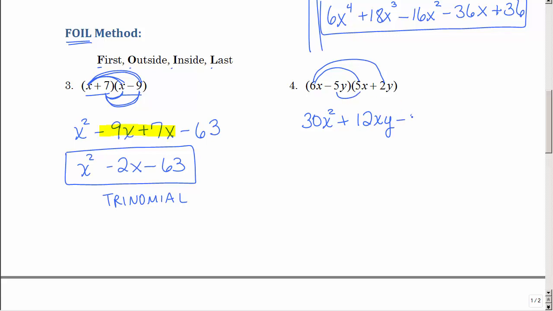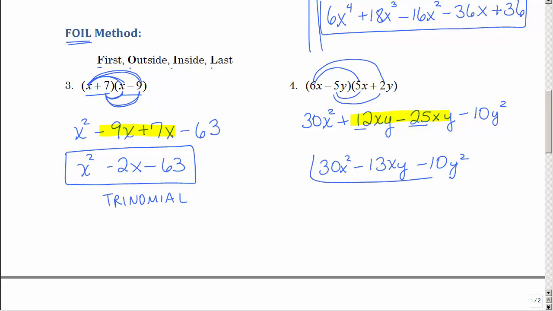Then we're going to have negative 25xy and negative 10y squared. Y times y is y squared. Again, those middle terms in this case happen to be the same. So we're adding like terms. That means the letters don't change. We add the coefficients. So in this case we would subtract and take the sign of the larger. And again we get a trinomial.